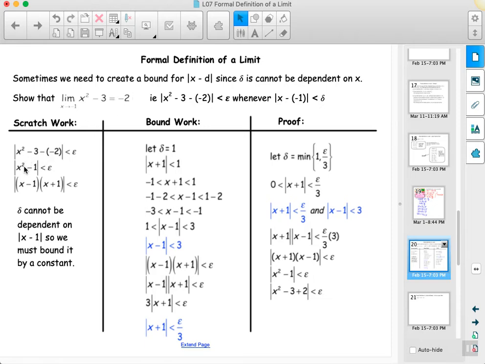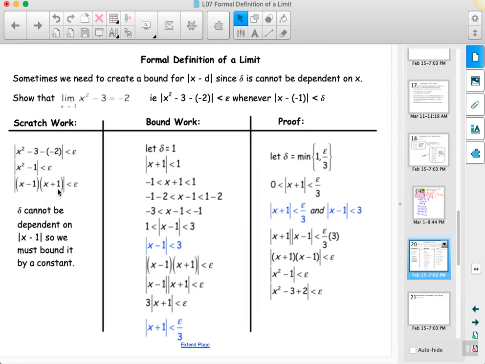This simplifies to give me the absolute value of x squared minus 1 is less than epsilon. Now notice this factors into the absolute value of x minus 1 times x plus 1. And this here is the piece we do need, because there's our x plus 1, since we're trying to look at the absolute value of x minus our a value, which is negative 1, is less than delta.